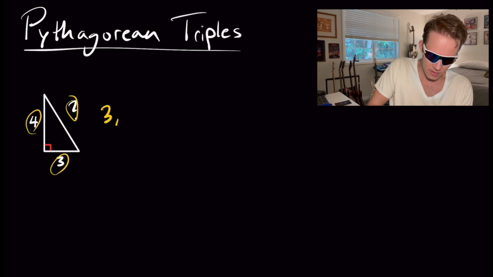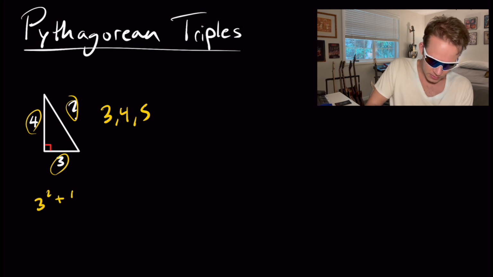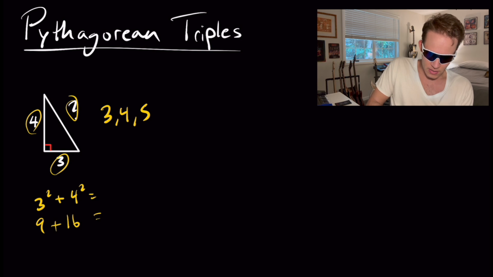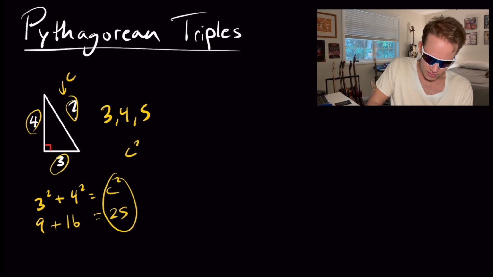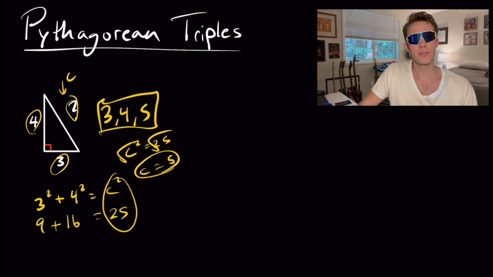This is a 3, 4, 5 triangle. And just to prove it to you, if we use the Pythagorean theorem, so 3 squared plus 4 squared is equal to what? Well, 3 squared is 9, plus 4 squared is 16, so that's going to be equal to 25. So remember, if we call the hypotenuse c, we start with a squared plus b squared equals c squared. So that means c squared is equal to 25, so take the square root of both sides, and you'll get c is equal to 5. So again, just proving that 3, 4, 5 triangles are a thing.